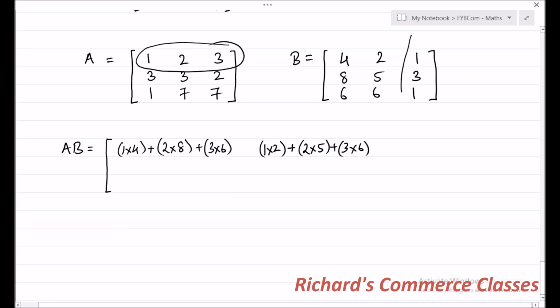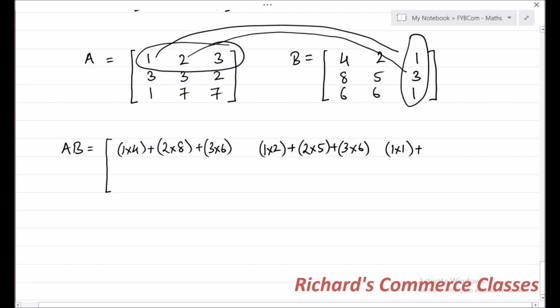That is 1, 3, 1. So again 1 into 1 plus next one being 2 into 3, and finally 3 into 1. And now you have completed the entire first row of the first matrix, that is A.